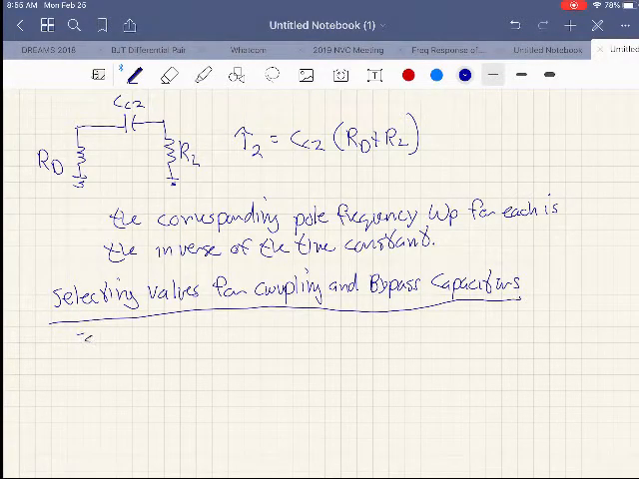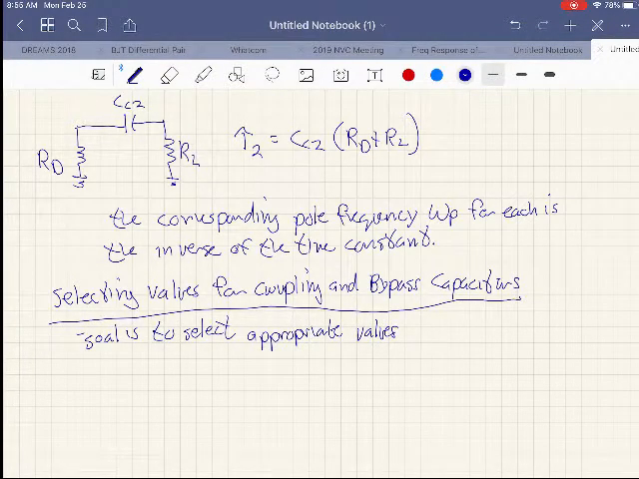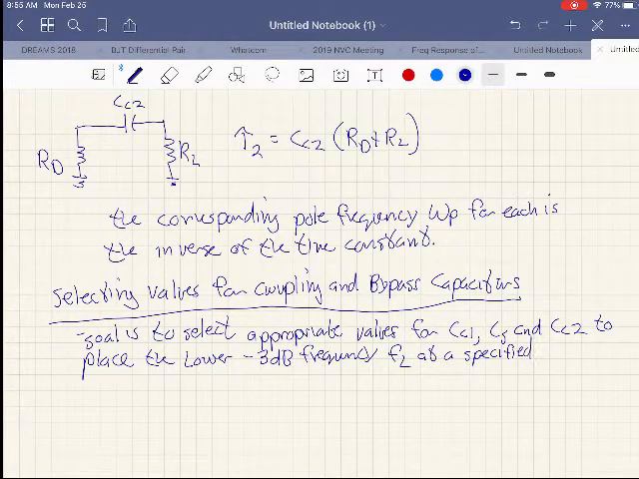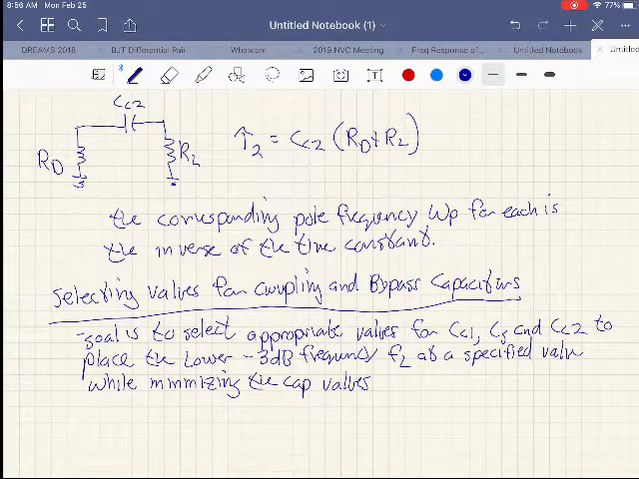So the goal is to select appropriate values for CC1, CS, and CC2, to place the lower 3 dB frequency, FL, at a specified value while minimizing the cap values. So we're getting into a little bit of design stuff right now.